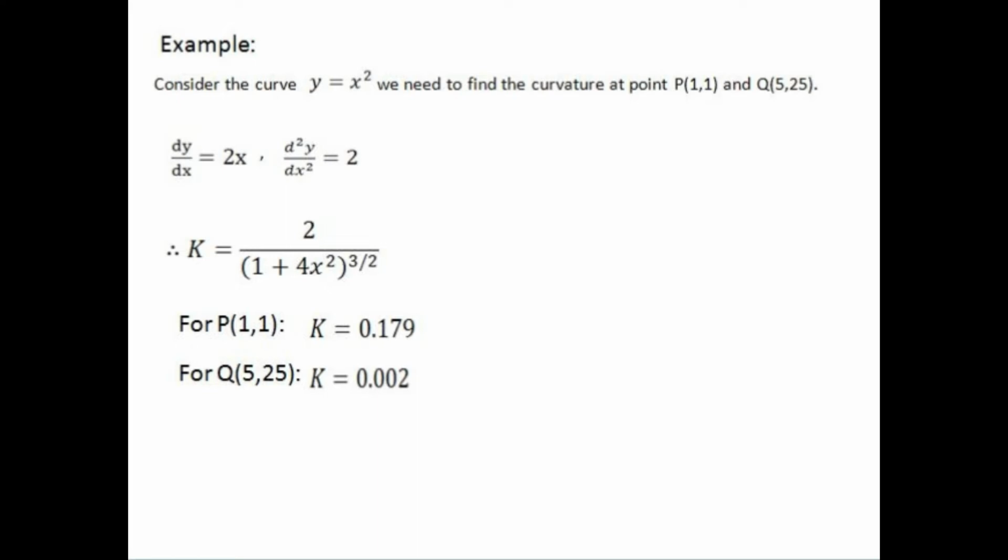Now to find the curvature at point P whose coordinates are (1, 1), we just need to substitute the value of x in the expression for k, and we get k is equal to 0.179. That means it has been rounded off to 3 decimal places. For the other point Q whose coordinates are (5, 25), we substitute its x value into the expression for k, and we get k is equal to 0.002.